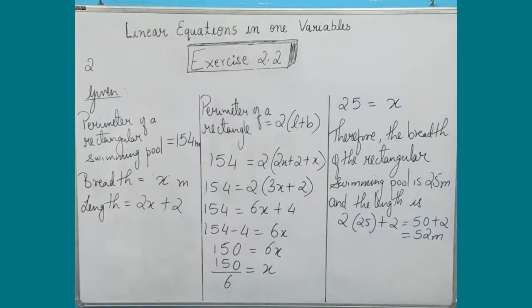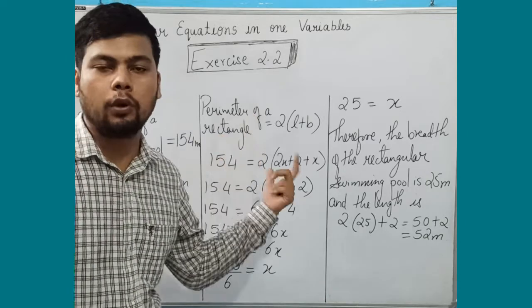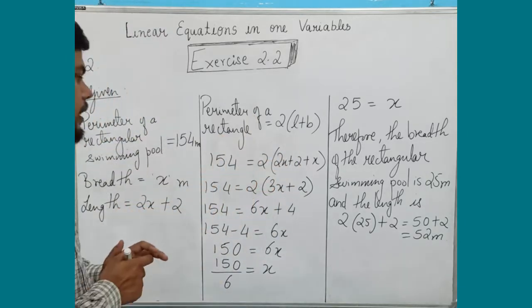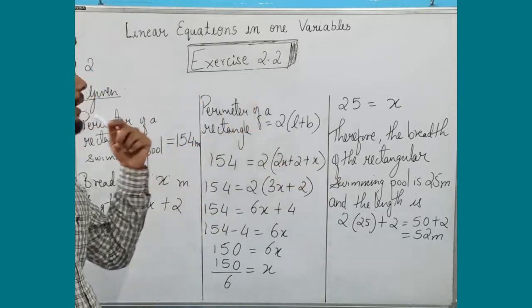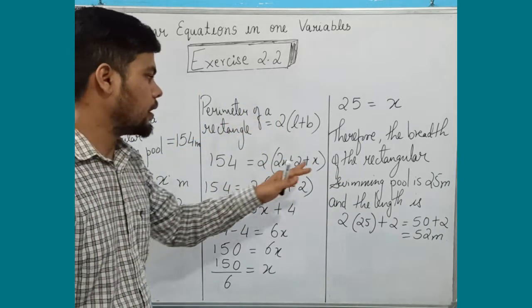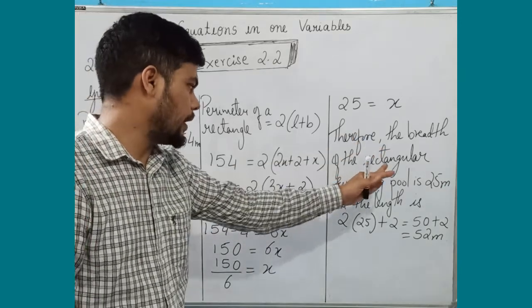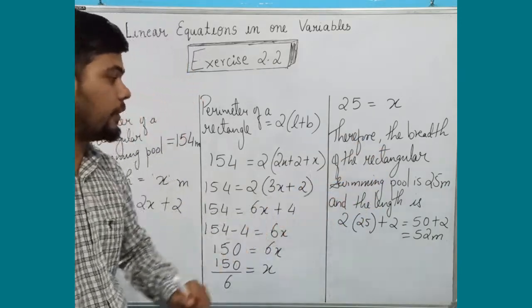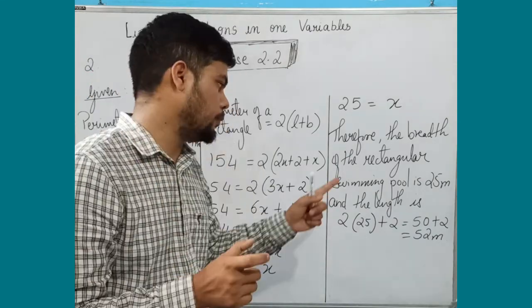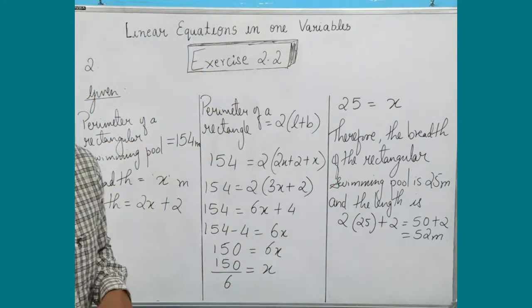And with this we have found out the length and breadth of the rectangular swimming pool as they have asked for in the question. So this is the answer of your exercise 2.2 question number 2 solution. Okay, so the length is 52 and the breadth is 25 meters. Don't forget to put the units, they are very important.